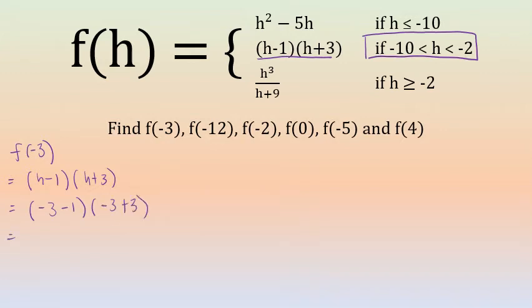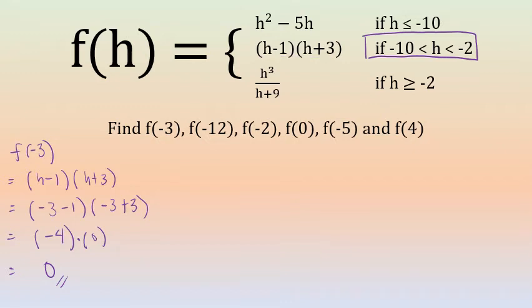So what is negative 3 minus 1? This is negative 4. Then negative 3 plus 3, this is 0. So negative 4 times 0, this is 0. Any number multiplied to 0 will give us 0. So f at negative 3, the value of our function is 0. Okay?